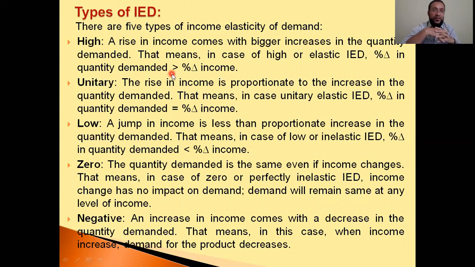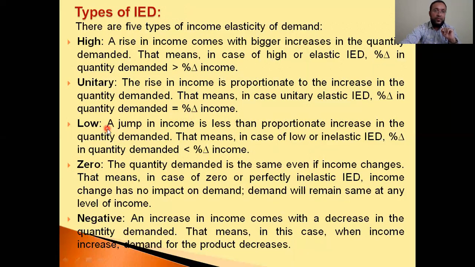High IED means a rise in income comes with a bigger increase in quantity demanded. That means in case of high or elastic IED, the percentage change in quantity demanded is greater than that of income. So high IED or elastic IED both are the same. Remember here percentage change in income is lesser than percentage change in quantity demanded. And unitary, here the rise in income is proportionate to the increase in the quantity demanded. That means in case of unitary elastic IED, percentage change in quantity demanded is equal to percentage change in income. All right.